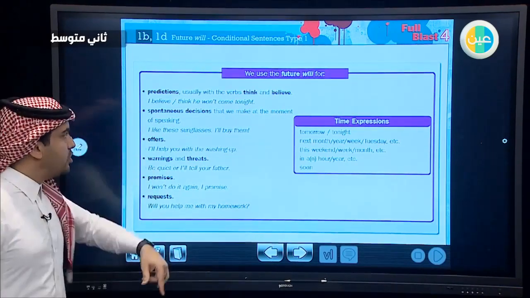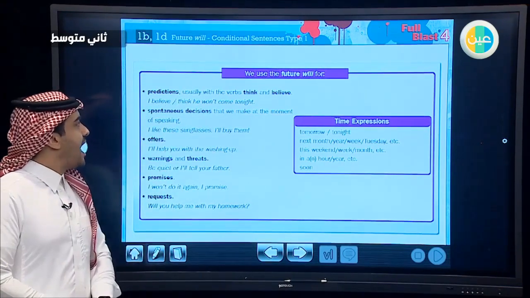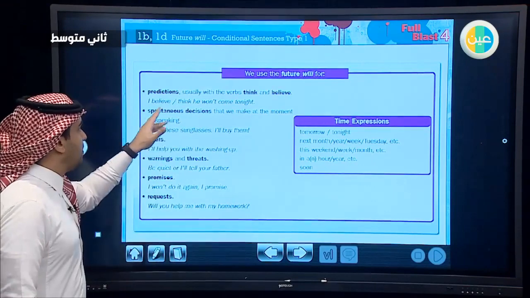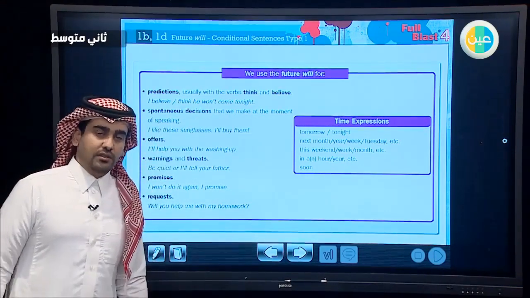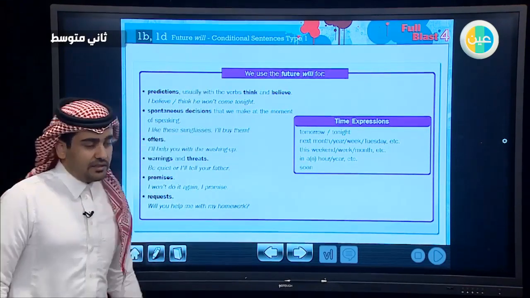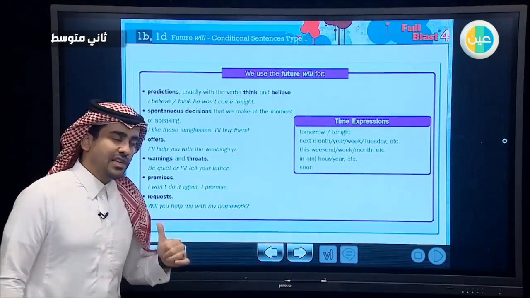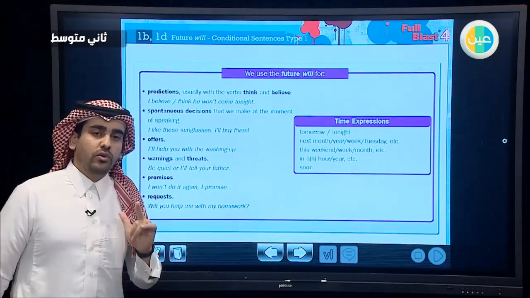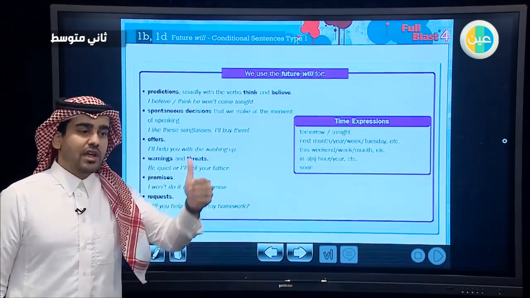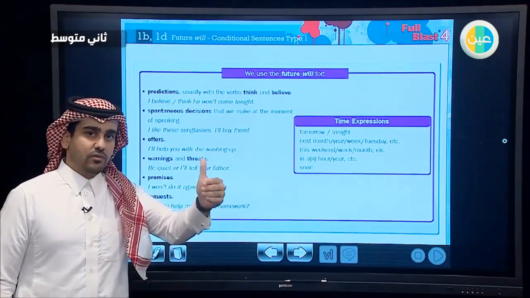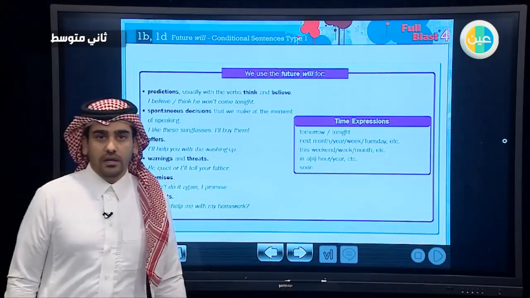Okay, so the first one we use will with predictions, usually with the verbs think and believe. Okay, and here's an example. I believe or I think he won't come tonight. Okay, إذن نستخدم قاعدة future will مع التنبؤات بالمستقبل، وعادة نستخدمها مع الفعل يفكر أو يعتقد. على سبيل المثال لما نقول أنا أعتقد أنها ستمطر هذه الليلة، أنا أعتقد أن السماء ستمطر هذه الليلة. إذن هذا تنبؤ بالمستقبل ونستخدم معه قاعدة will.